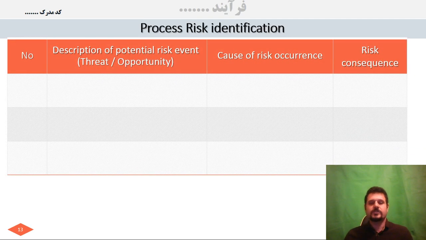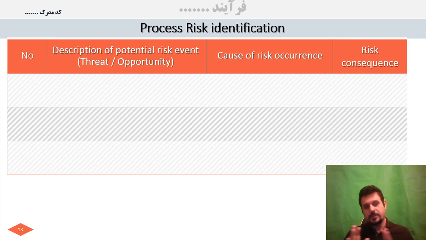And in this slide, we are talking about process risk identification. We don't want to measure here, just distinguish what's the risk, or what's the difference between risk and problems. A problem definitely happens, but a risk probably might happen, not definitely. Be careful about that. You should write the risk here.